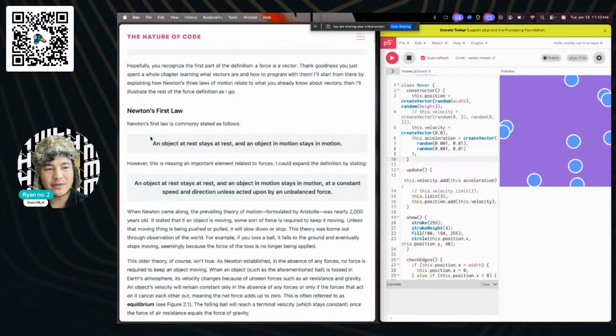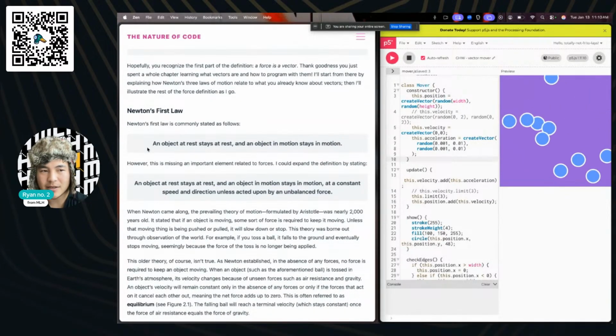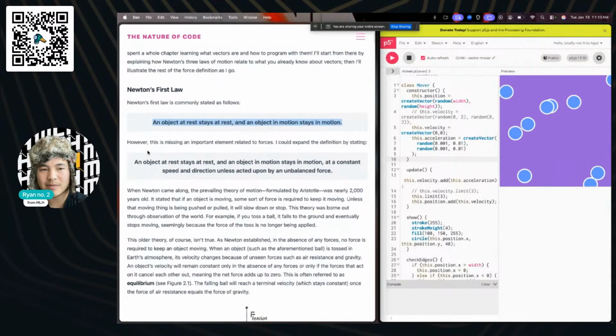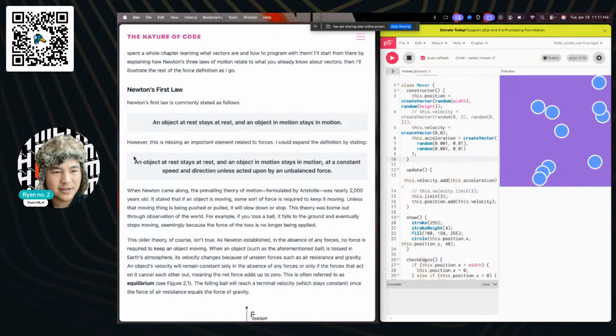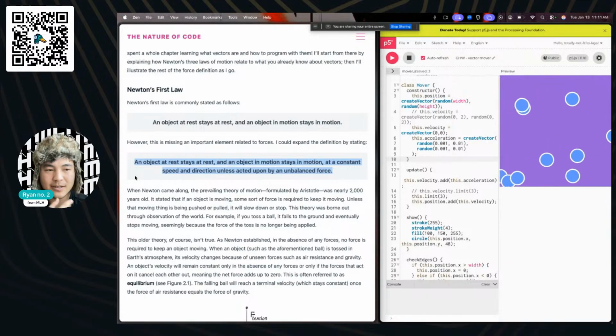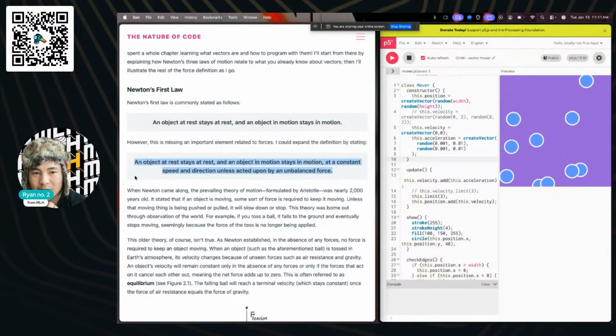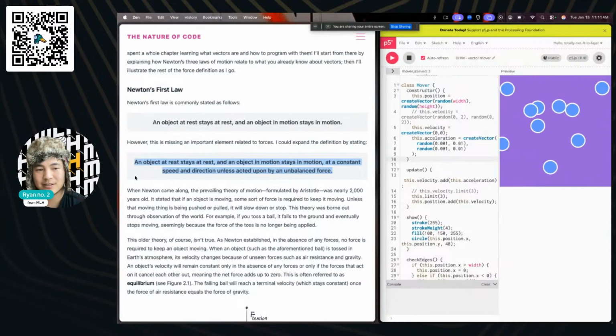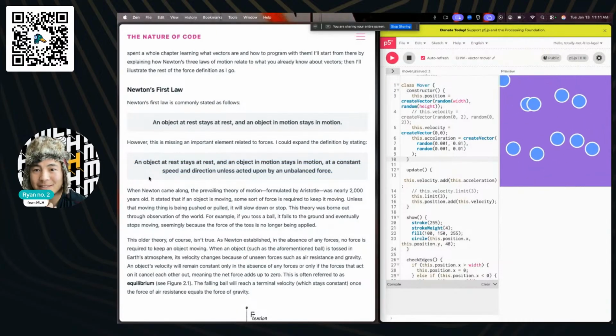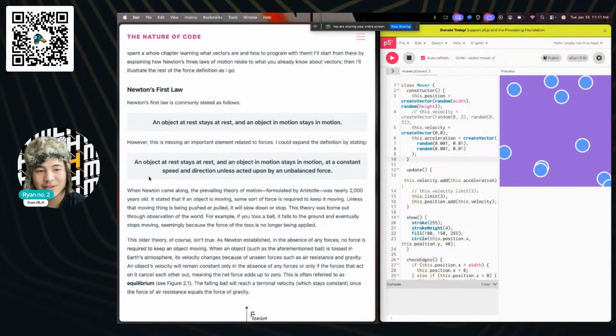Then we have Newton's famous laws. An object at rest stays at rest, while an object in motion stays in motion. Dan proceeds to expand the definition by saying that there are unbalanced forces that can affect these things. And so I believe he's hinting at the idea of friction.